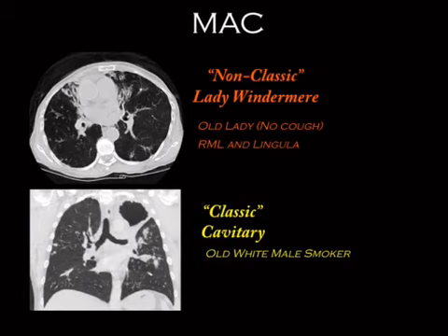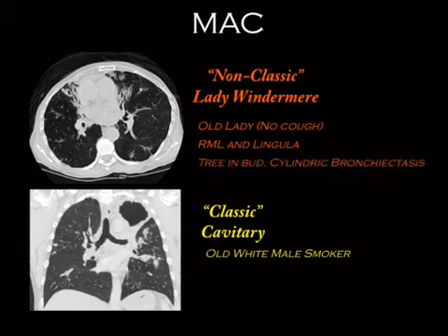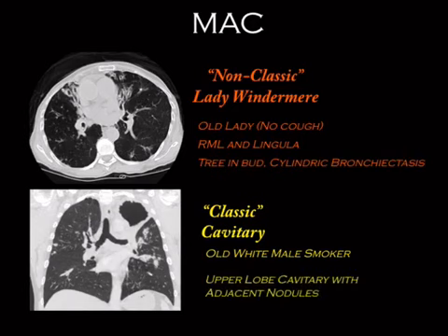Okay. Distributions are different. Right middle lobe and lingula, that's very classic. First-year residents typically know that or have seen that before. But a lot of people have not heard of this classic or cavitary type. Upper lobe, cavity, adjacent nodules. Can you say for sure that's not TB? No, but this is a pretty good look for cavitary type of MAC, or Mycobacterium avium intracellulare complex.